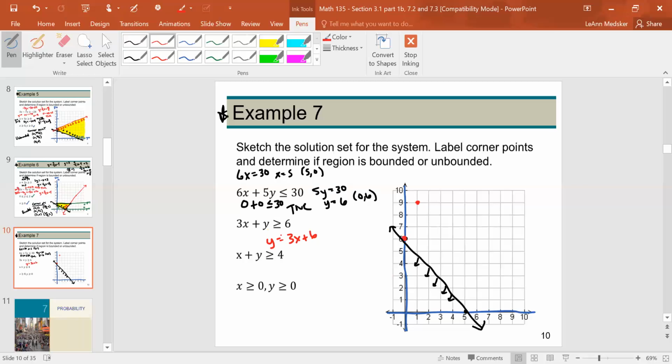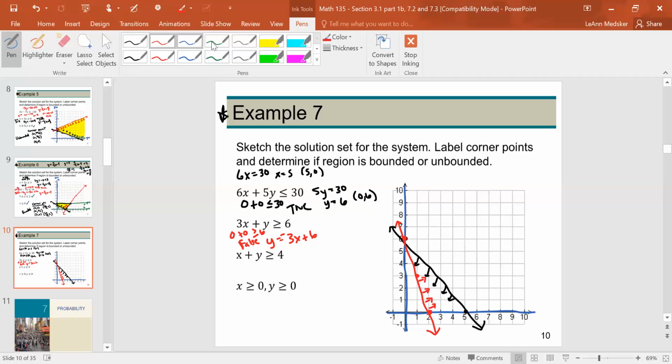Oh, that was supposed to be negative, sorry. Slope's going the wrong way. When I subtracted over, I didn't write my subtraction sign. So subtract the 3x over and it's negative 3x. So that'd be down 3, right 1, down 3, right 1. And this one, if we put in (0, 0), that's 0 plus 0 greater than or equal to 6, which is false. So we have to shade away from the origin.